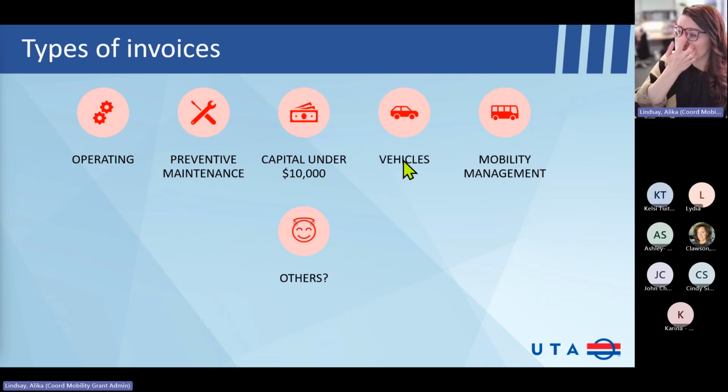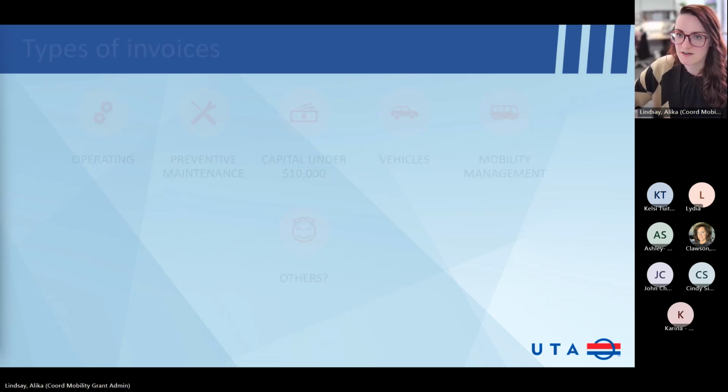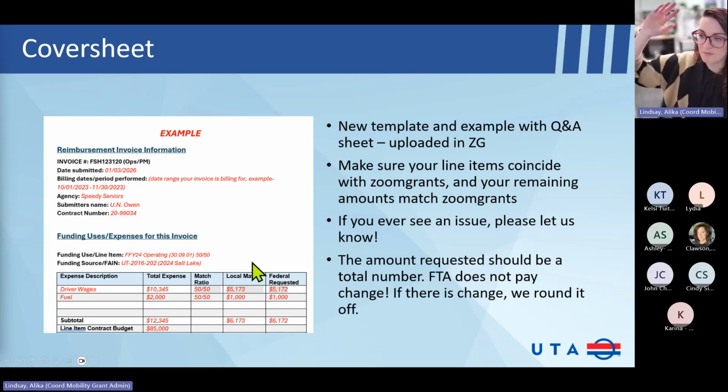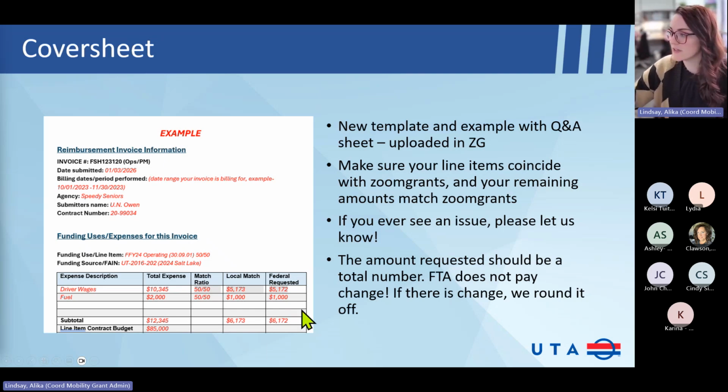You might be submitting vehicle invoices, mobility management. I couldn't think of any others, so I think this pretty much covers it. Here's the cover sheet example. I'll show you the full one, but it will have a blank template page and then an example page that I've filled out in red so that you can see how to fill it out. And then it will also have a page of common questions and answers. So let's look at it together. I'll enable editing.